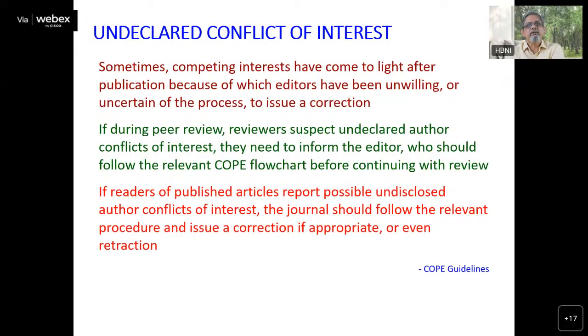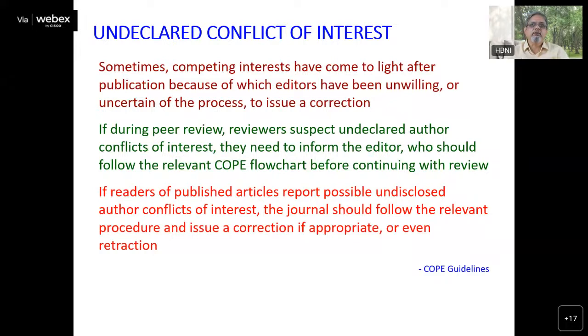So these were all cases where it was known that there was a conflict of interest. But sometimes these conflicts of interest are not known immediately. And they come to light after the publication of a paper, because of which the editors have been unwilling or uncertain of the process to issue a correction.